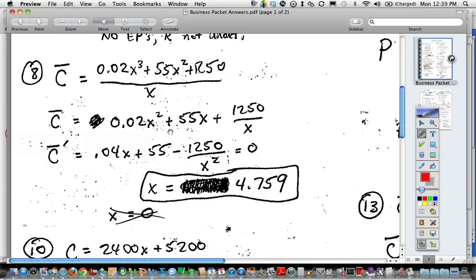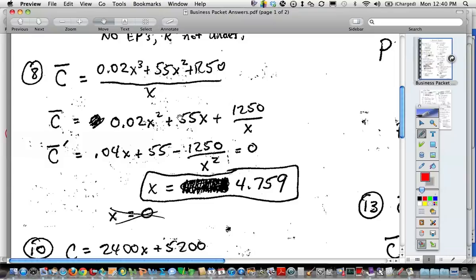Again, you've got your calculators, which you can let do the derivative for you. So when we do C-bar prime, we get this equation, and we set that equal to 0. Of course, there is a place where the derivative is undefined, which is at 0, but you're not going to make 0 units. If you make 0 units, there's no average cost per unit either, because you can't divide by 0.